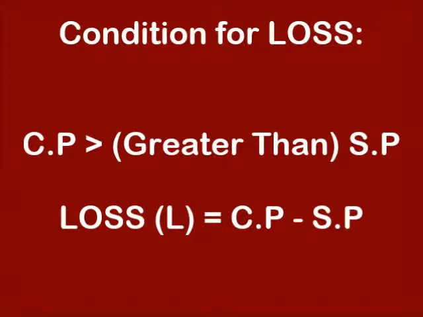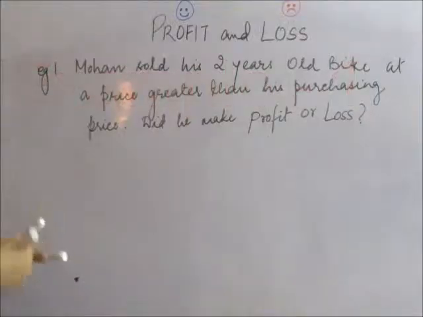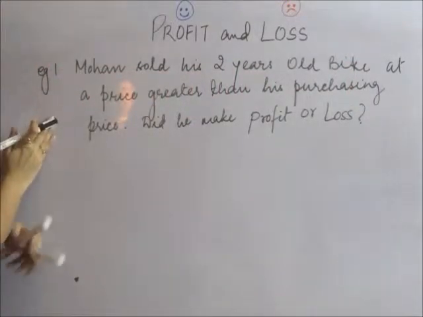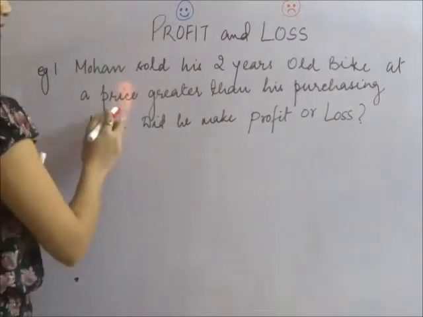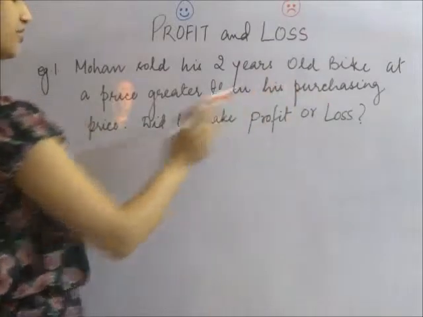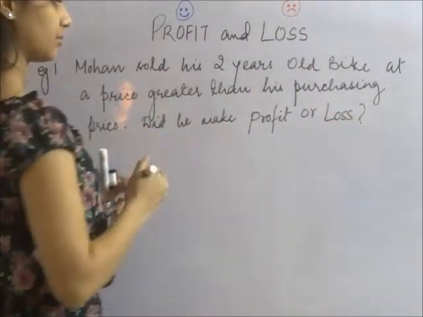Now let us take a few examples wherein we would identify the selling price and the cost price, and then by the application of these two formulas we would calculate the profit and loss of certain deals. So here's the first example. Mohan sold his 2-year-old bike at a price greater than his purchasing price. Did he make profit or loss?